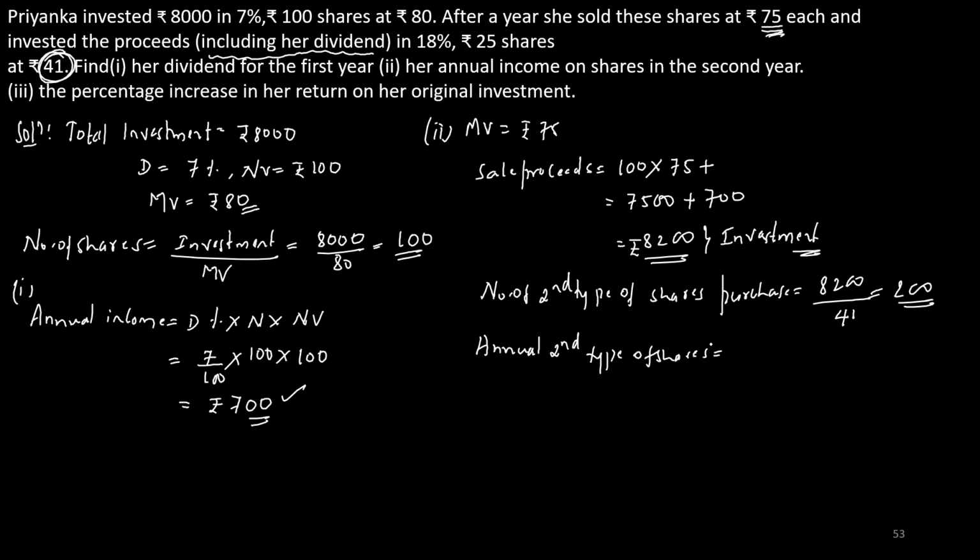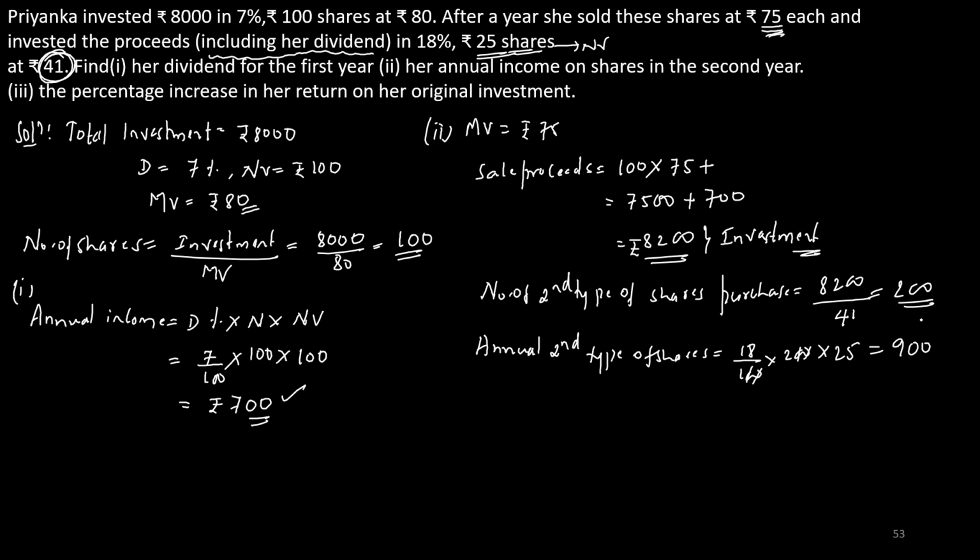What is the dividend she is going to get? The dividend rate is 18%. So 18 by 100, 200 shares are there, and rupee 25 shares, that is the nominal value. So this will get cancelled, 50. So I'm going to get 900 rupees.